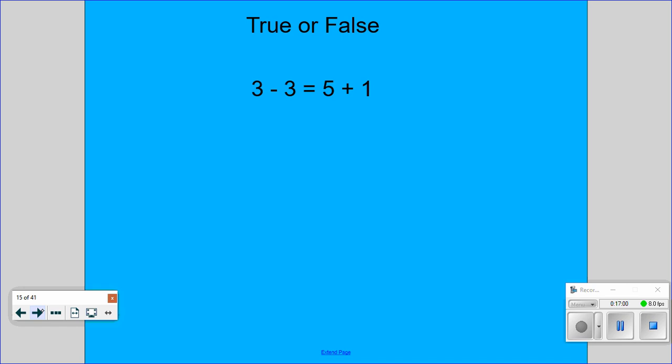Try this one, write it down. 3 minus 3 is equal to 5 plus 1. Go ahead and determine is it true or not. If it's not true, rewrite it with the correct symbol. Raise your hand to tell me, is this equation true or false? Jackson, true or false? False. So that means I need to rewrite it.